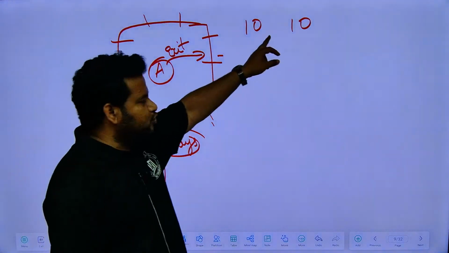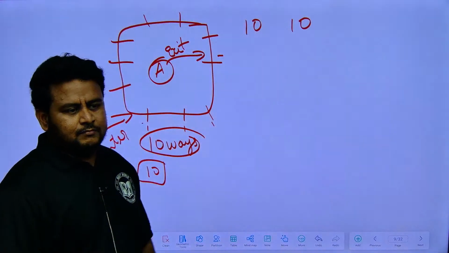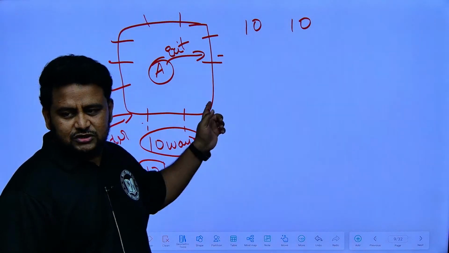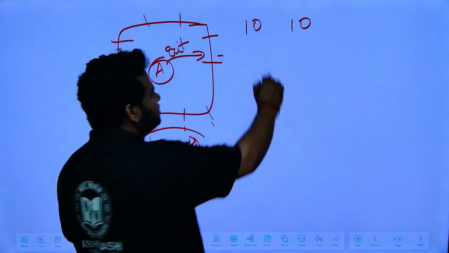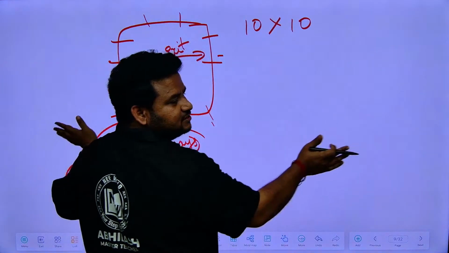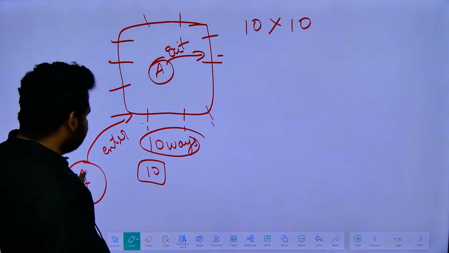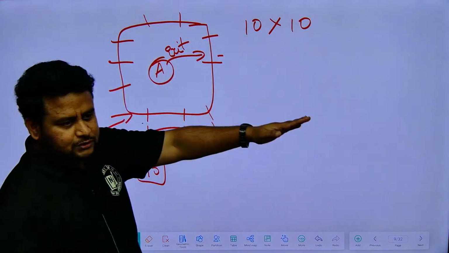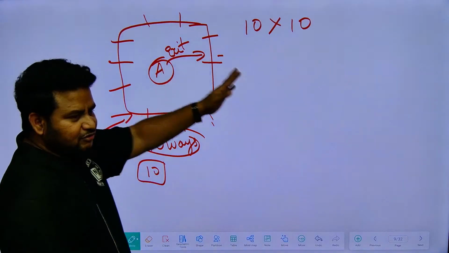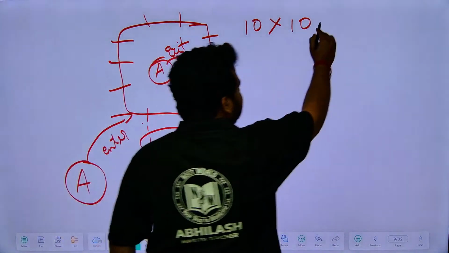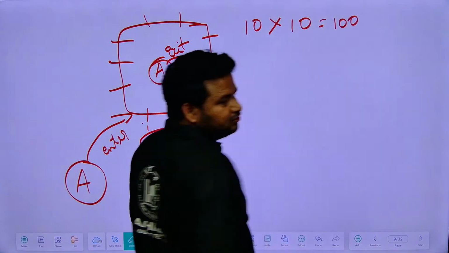So here should plus come or multiplication come? Multiplication, because these are two separate tasks. Within a task, plus will come. Two separate tasks you are combining: entry, and then you are coming out. So this will become 10 into 10, which is 100.